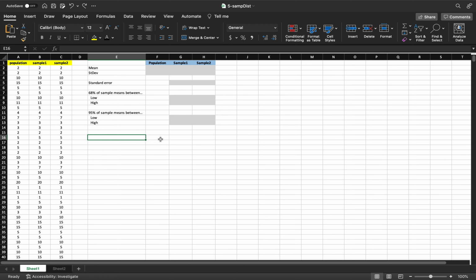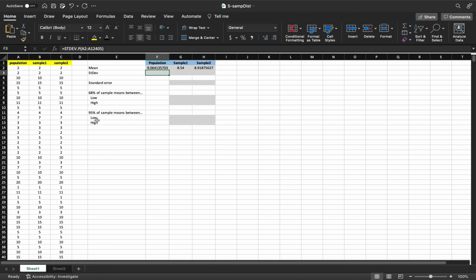So, in order to calculate some of the sampling distribution information, we first always start off with calculating our mean. So we have the average of our whole population in this column here, and we'll calculate the average for our sample 1 using column B, and we use our formula to calculate the average for sample 2 in column C.